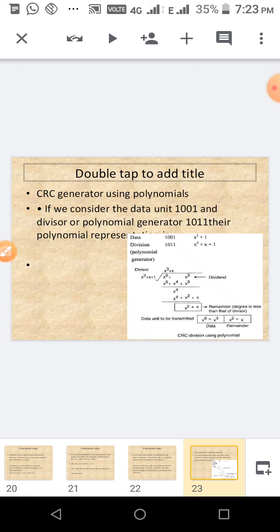Now this is a division example, and you know how to multiply each term and then subtract. Here the dividend is x power 6 plus x cube, and the divisor is x cube plus x plus 1. If the dividend is divided by x cube plus x plus 1, we will get the remainder x squared plus x. That is the term we are going to send with the data word.